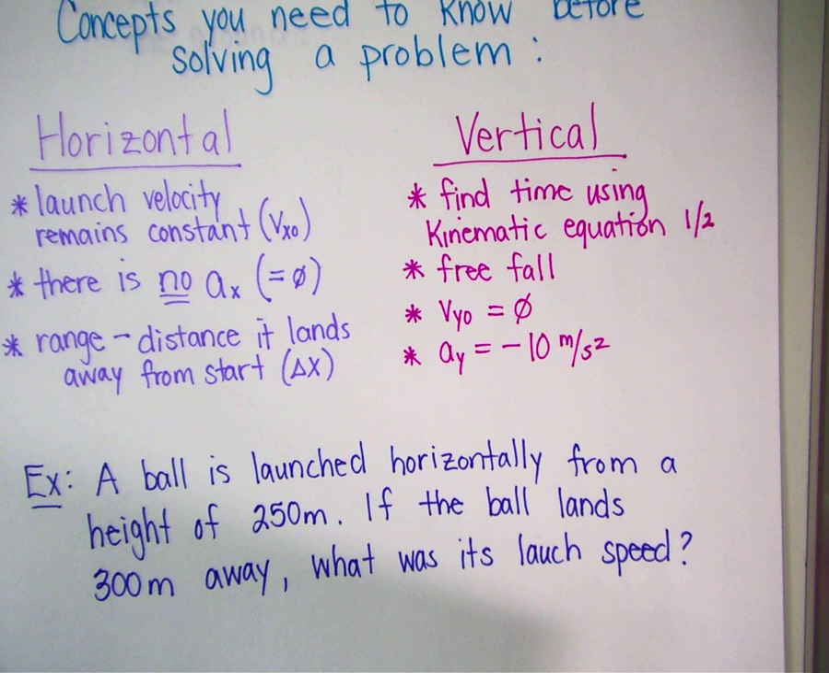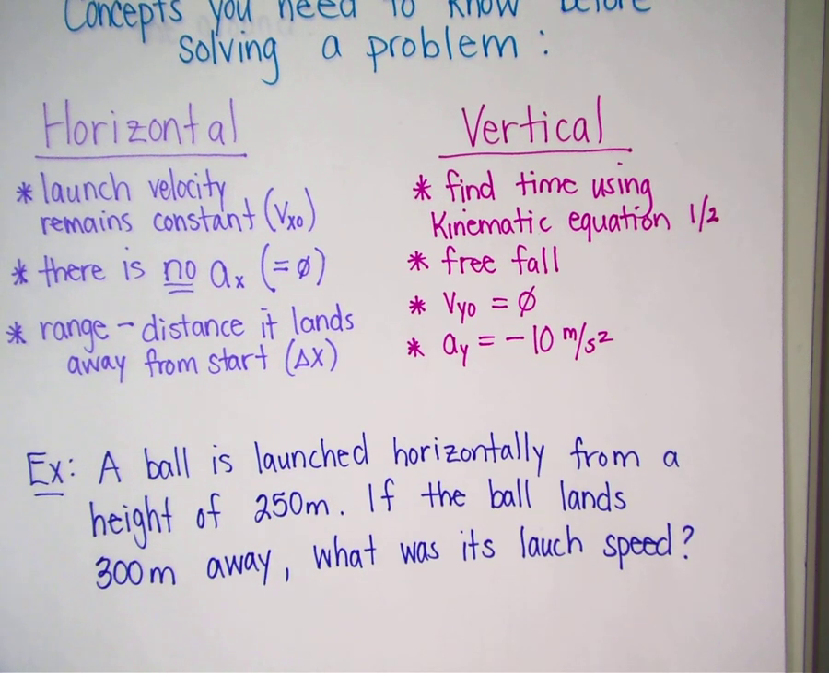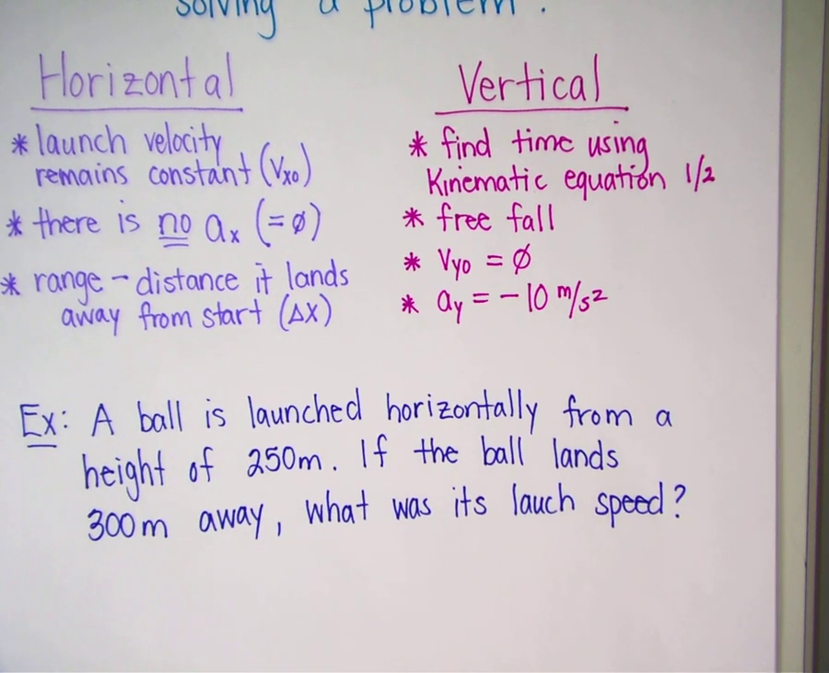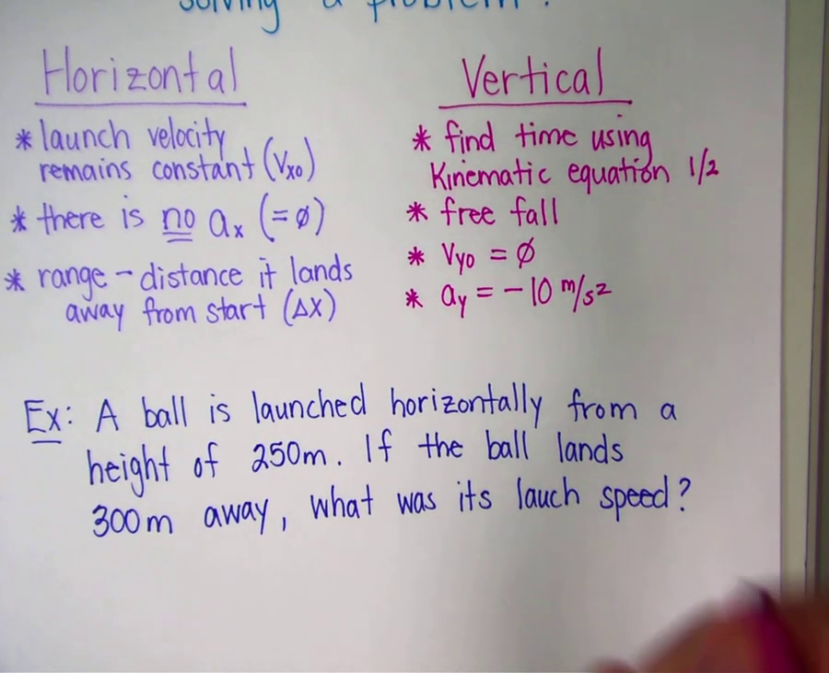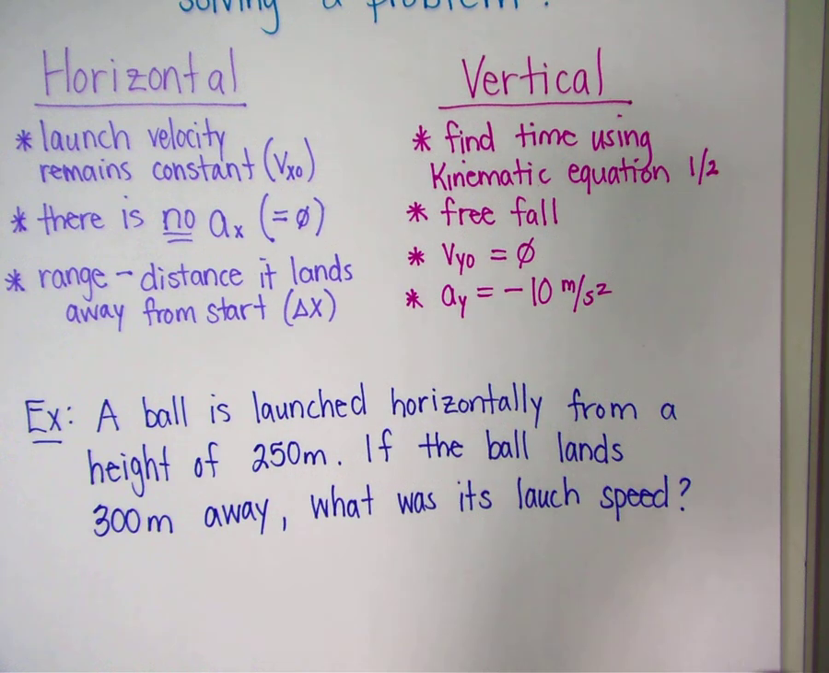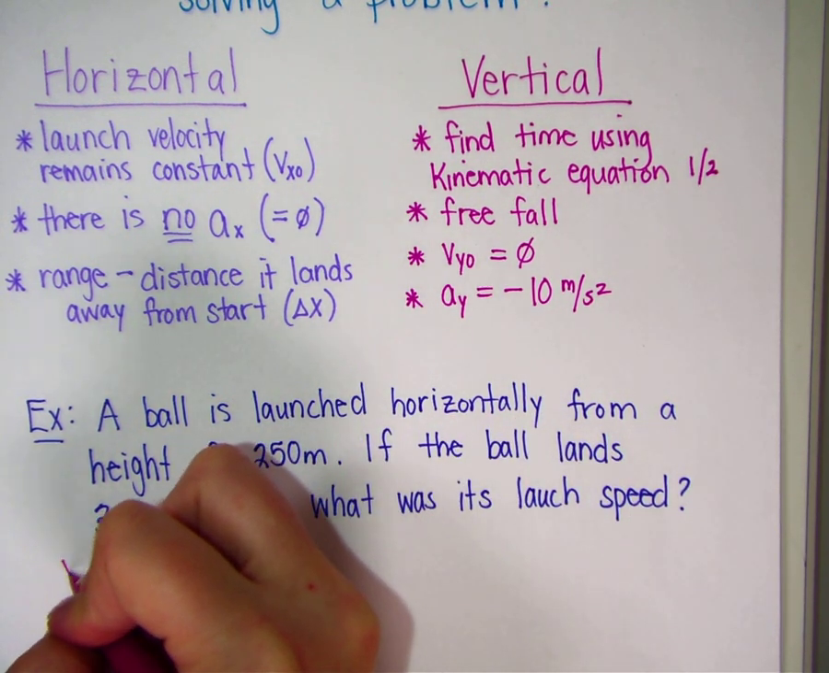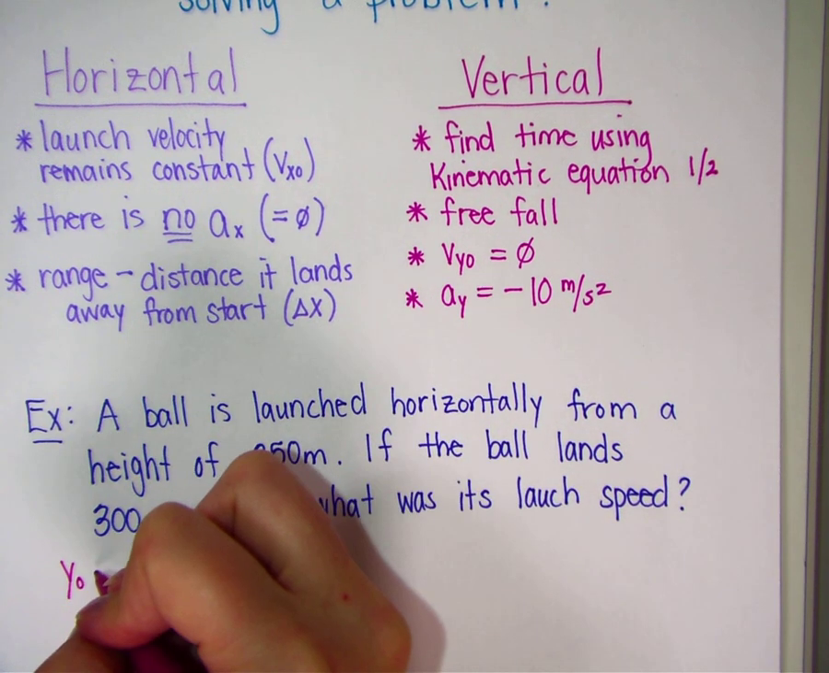Okay, so let's look at a sample problem. A ball is launched horizontally from a height of 250 meters. If the ball lands 300 meters away, what is its launch speed? So the first thing is to determine what is given and what is being asked for. A height of 250 meters, that is your initial position.